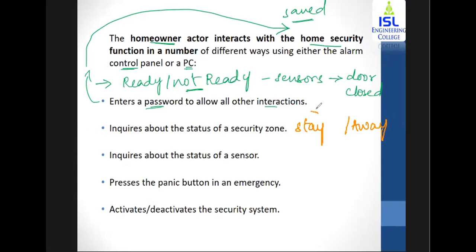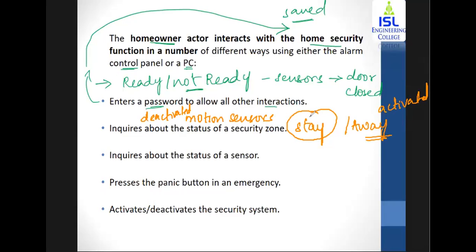Now, when you have activated the stay function means all the motion detecting sensors. That is, if any person is moving within this house, that is also going to be detected. All stay means this motion sensors, they are going to be deactivated. If you're selecting away means all these motion sensors, they will be activated. That is, any motion within the area, within the home and outside the home, each of them will be activated.